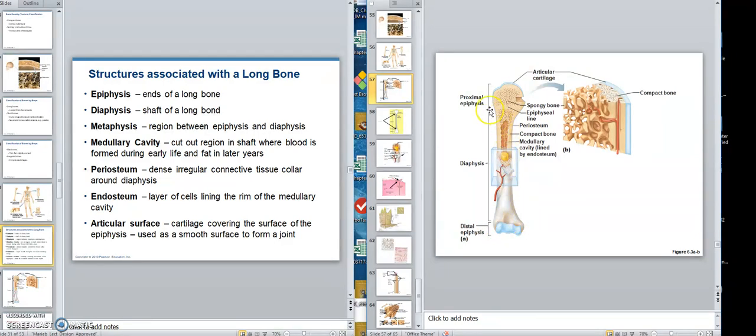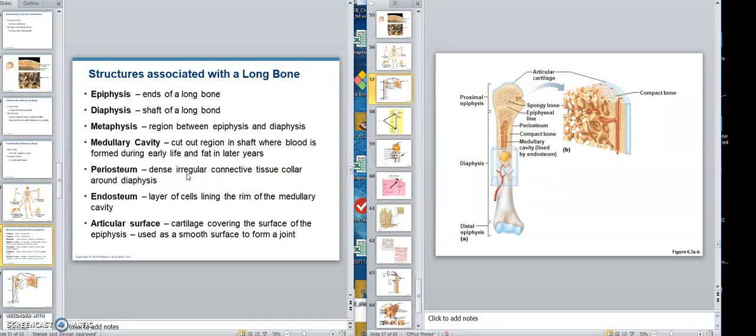That's where your growth plates actually are, would be there. That's the metaphysis, region between the epiphysis and diaphysis. Okay. The medullary cavity is this cutout region right here. This medullary cavity. Okay. The periosteum is a tissue surrounding the bone.